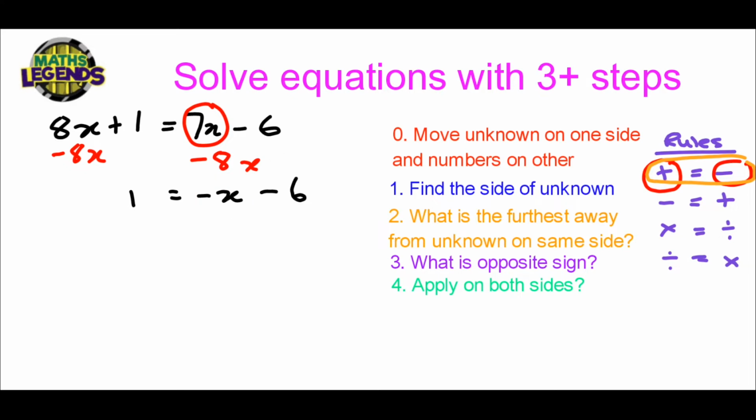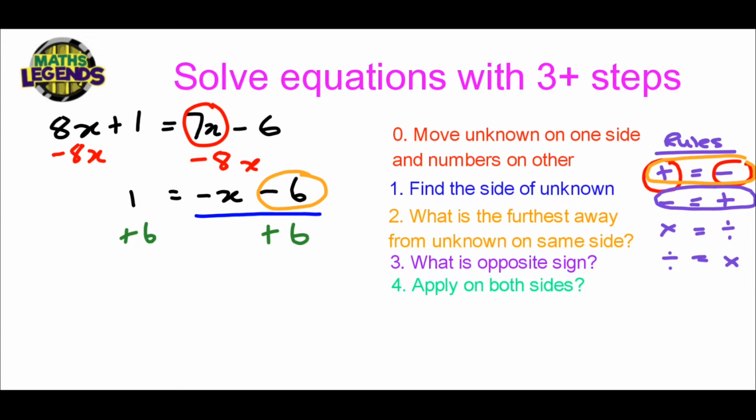Now we apply rule number 1. Which side is x on? Which is the right hand side. What's furthest away on the same side? It's minus 6. So we also have this minus here, but it's not furthest away. The furthest one away is minus 6. And we look for what's opposite, so the minus goes to a plus. And we apply this on both sides. Plus 6 and plus 6.